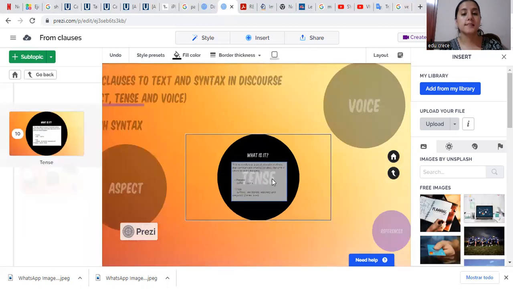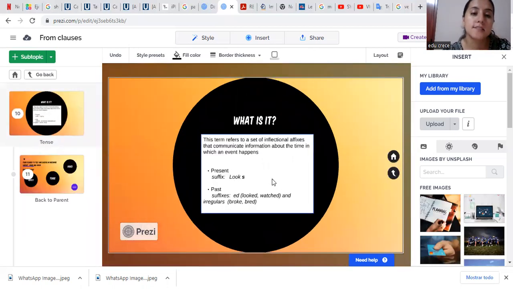Okay, so the next is tense. What is tense? This term refers to a set of inflectional affixes that communicate information about the time in which an event happens. For example, in the present, we need to use the suffix -s in the third person. For example, Maria looks the netbook.